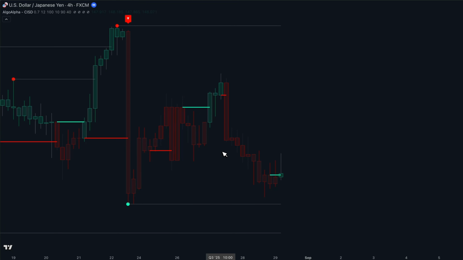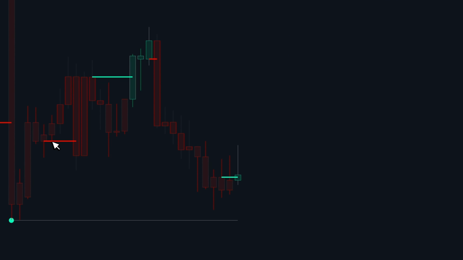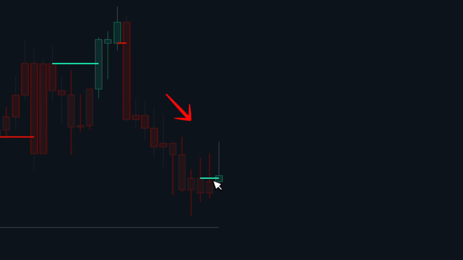Now let's understand what you actually see on the chart. When you apply CISD, you'll notice horizontal colored lines printed on price. When a green horizontal line appears, it means price was moving down and sellers tried to continue lower but failed.